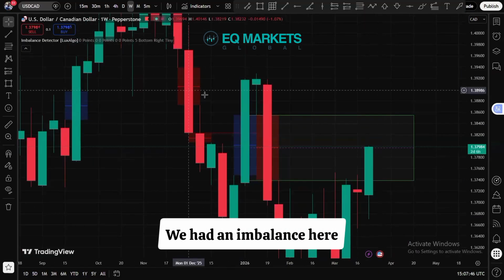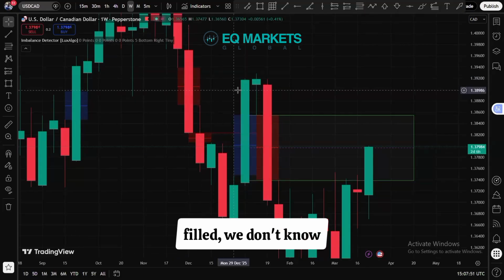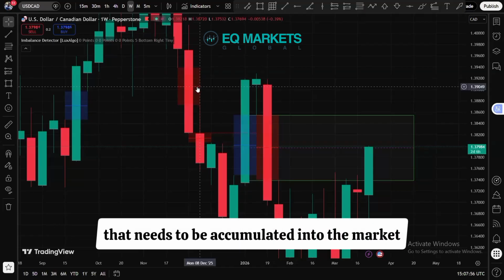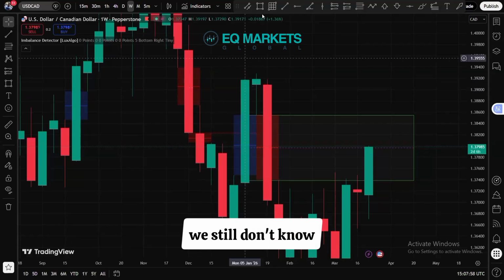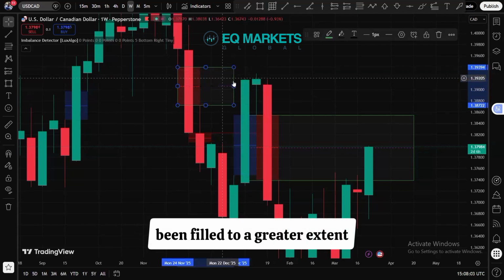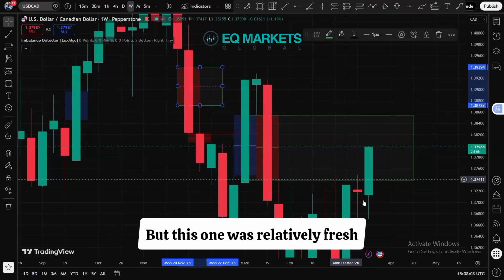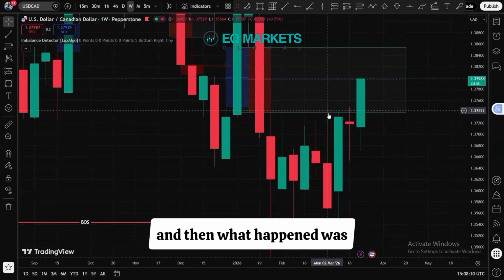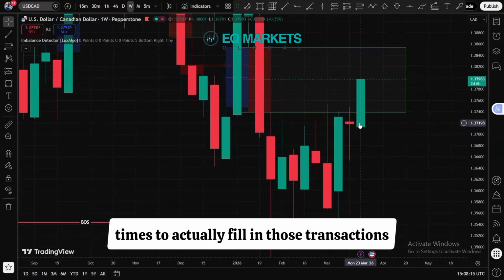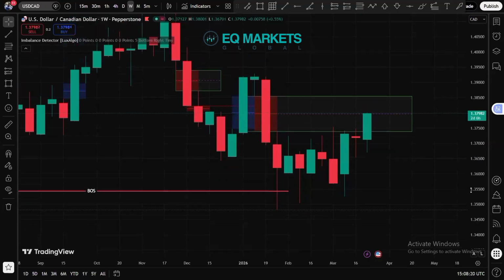We had an imbalance here that has been filled. Now, if those transactions have been completely filled, we don't know. If there's still some level of volume that needs to be accumulated into the market, we still don't know. But we know that this imbalance here has been filled to a great extent by this price movement right there. But this one was relatively fresh. And then price has come into this imbalance multiple times to actually fill those transactions. This is what we can find on a weekly time frame.